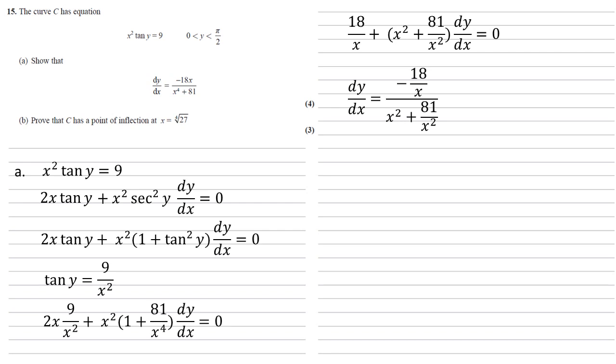Well, we've got fractions within a fraction here, which is a little bit messy, but if we multiply all our terms by x squared, that will get rid of that, and we'll get minus 18x all over x to the 4 plus 81 as required.